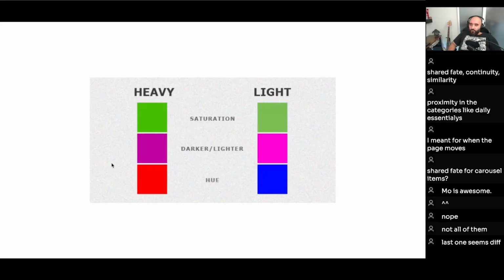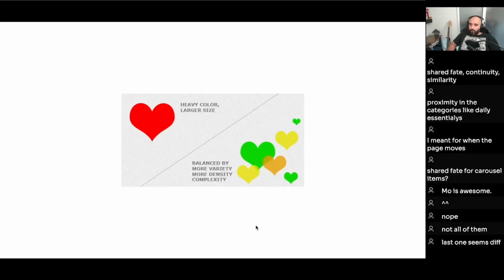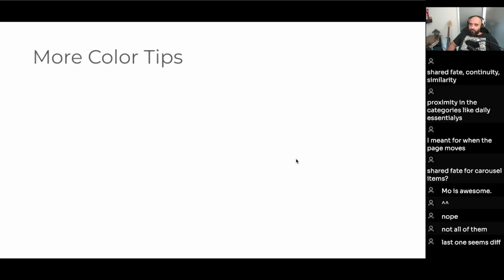You can change saturation. You can make things darker and lighter, and you can change the hue, but these are perceived as light and these are perceived as heavy. So some colors are considered heavier. This has heavier color, larger size, balanced by more variety, more density, and complexity.